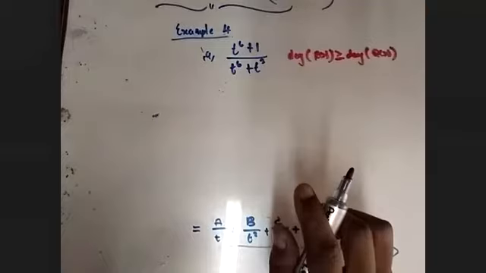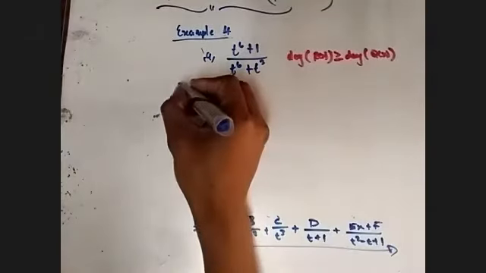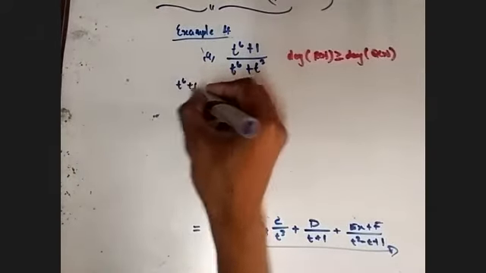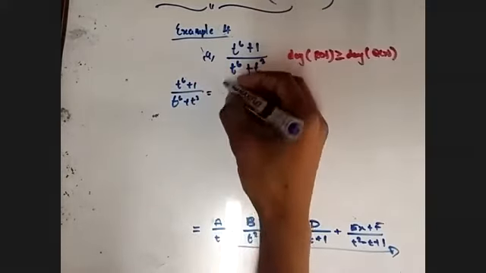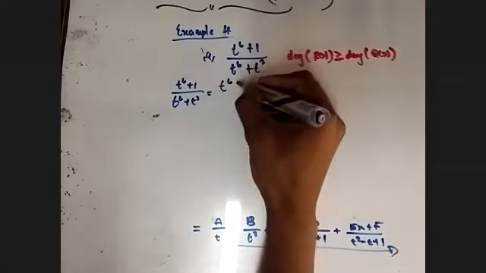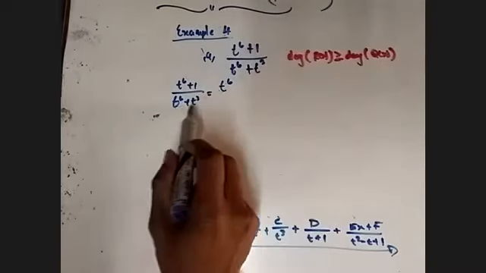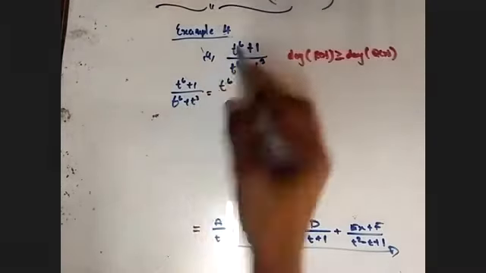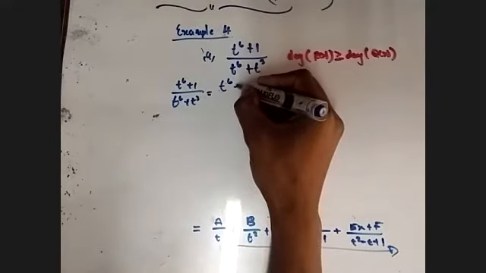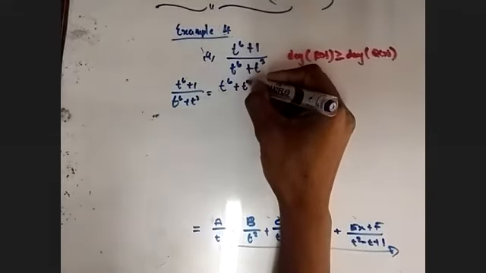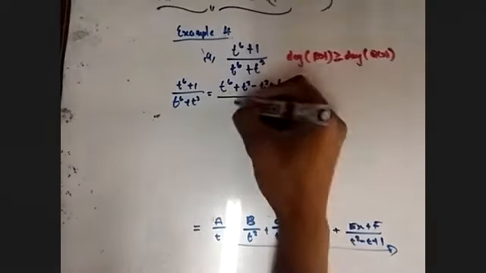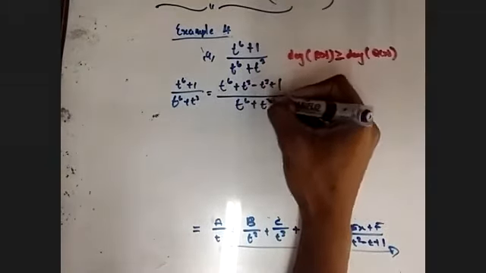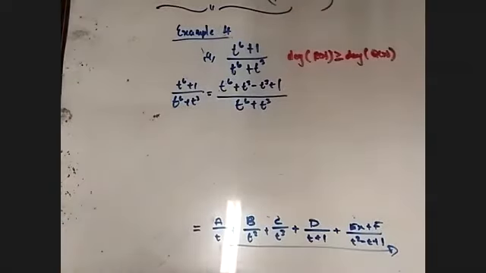Okay, let me try and do this. Okay, t to the 6 plus 1 over t to the 6 plus t. Let me say I've got t to the 6. So let me try and find this here. Okay, so I can write this as plus t cubed minus t cubed plus 1 all over t to the 6 plus t. Okay, do you see what happened here, guys?